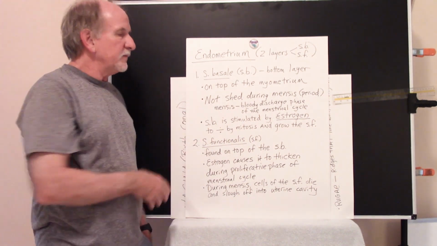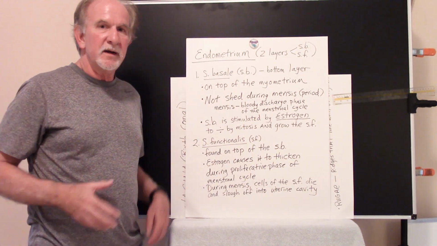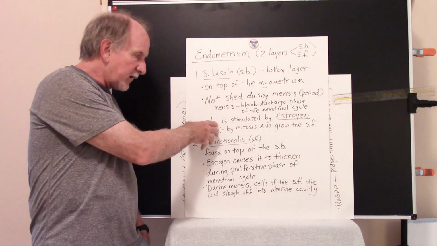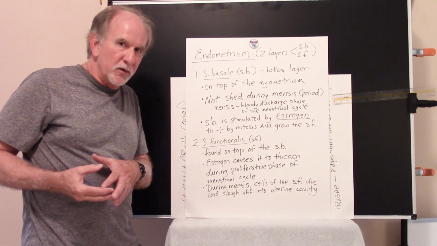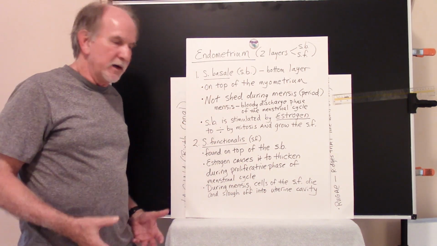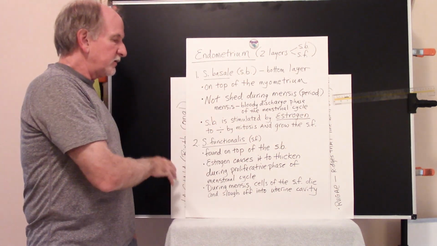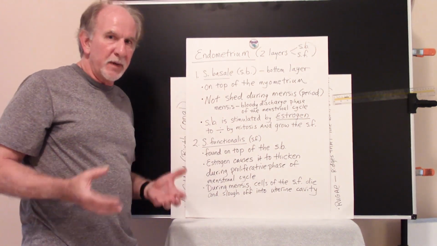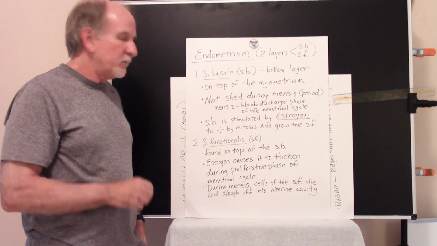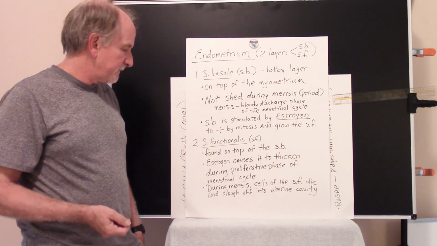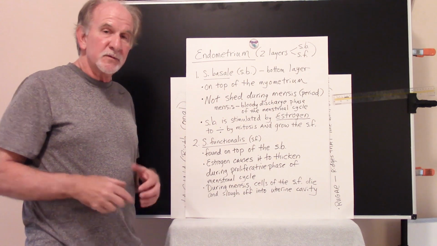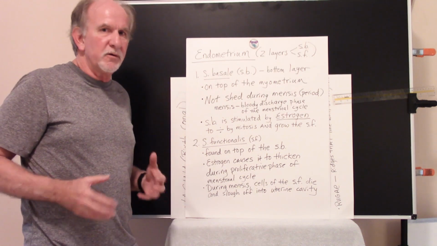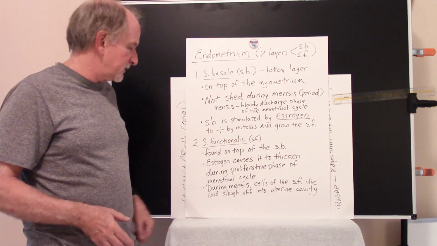So the stratum basale, as we'll see, is stimulated by a steroid hormone from the ovaries called estrogen to divide by mitosis, and it then grows or thickens into the functional layer. So, moving to the functional layer. The functional layer grows out from the basal cells when they are stimulated by estrogen from the ovaries. And the functional layer, as we'll see over a 9-day period, gets thicker and thicker and thicker, almost a 1/4 inch thick at its maximal thickness.